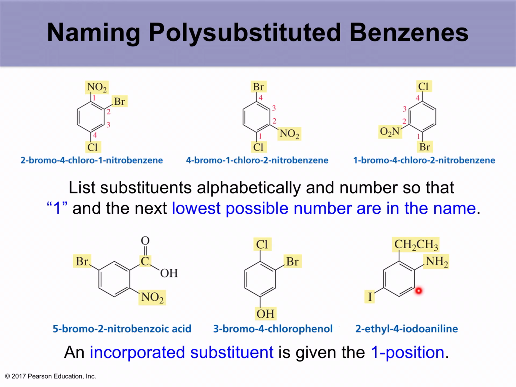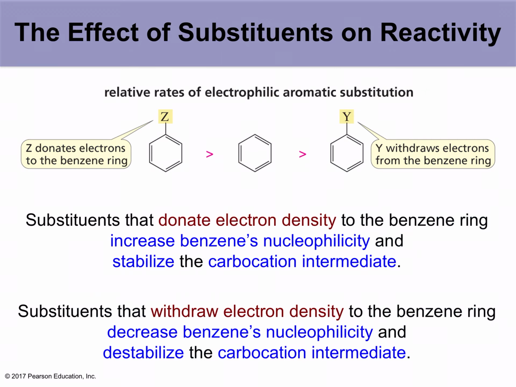And here is an incorporated substituent, the NH2 group. Benzene ring with NH2 is called aniline. Okay, so our substituents are going to be these two. So we give the numbering 1 here, 2, 3, 4. 2 and 4. So this is ethyl, this is iodo. Ethyl comes prior to iodo, so there would be 2-ethyl, 4-iodoaniline. Okay, the incorporated substituent is given the number 1 position. That's how you name polysubstituted benzenes.